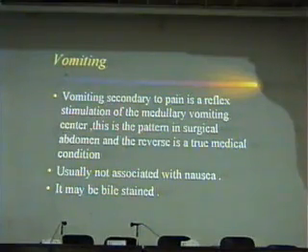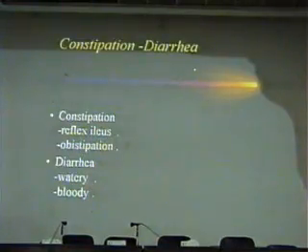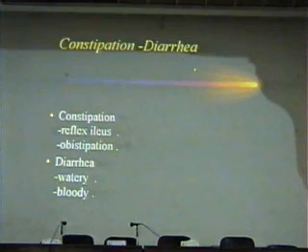It is usually not associated with nausea. This is in contrast to medical cases. In medical cases we have nausea first and then vomiting. But in surgical cases it is not associated with nausea. And it may be bile stained due to regurgitation of bile from the duodenum to the stomach. It may be associated with constipation, as in reflex ileus, with obstipation, complete cessation of bowel movement. It may be associated with diarrhea, which may be watery or bloody.